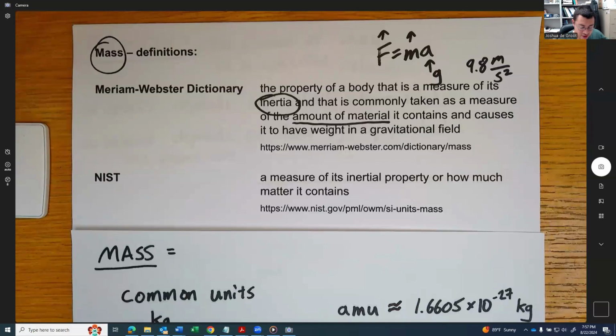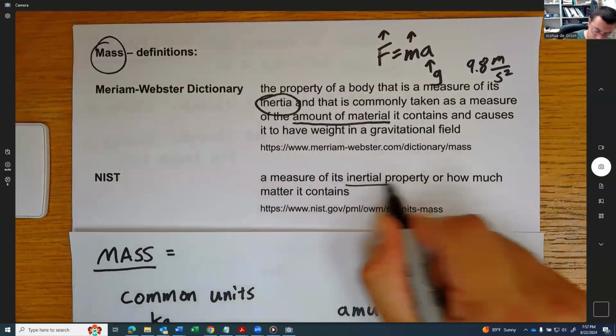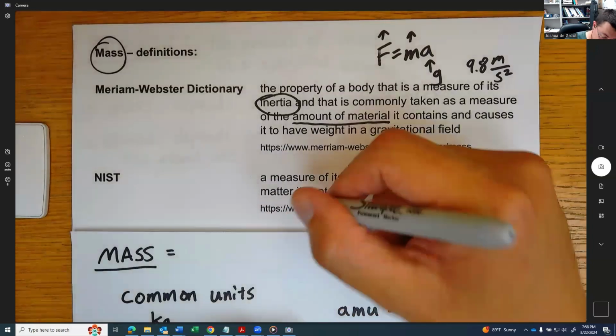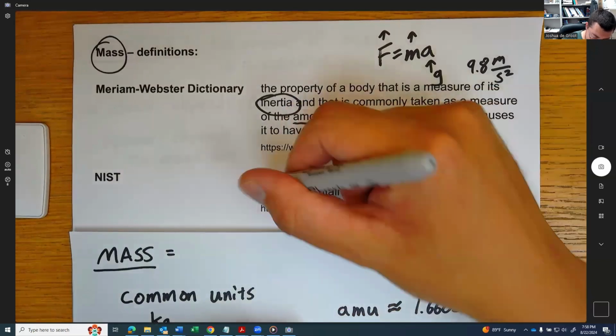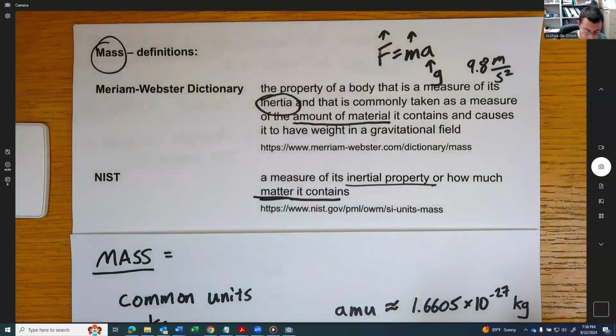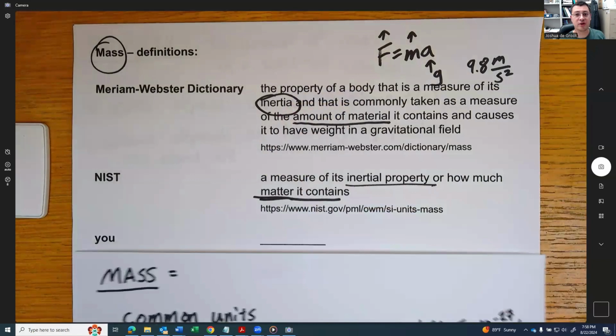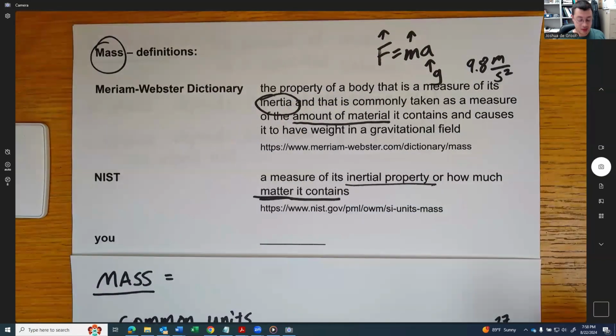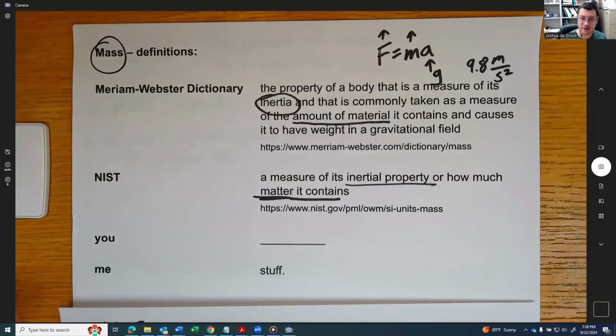We can go to the National Institute of Standards and Technology. I think it's standards. Oh my gosh, I'm a scientist. I forget what it stands for, whatever. And they get at very similar ideas: inertial property, the amount of matter it contains, or matter, okay? So I invite you to come up with your own definition, all right? My favorite definition, to keep it really simple, it's stuff.